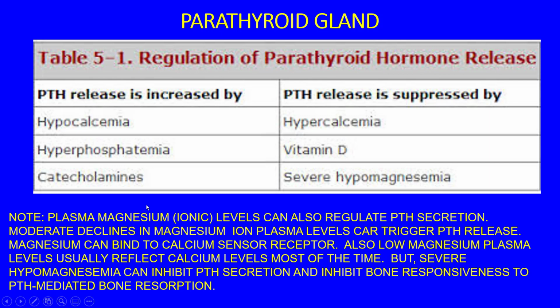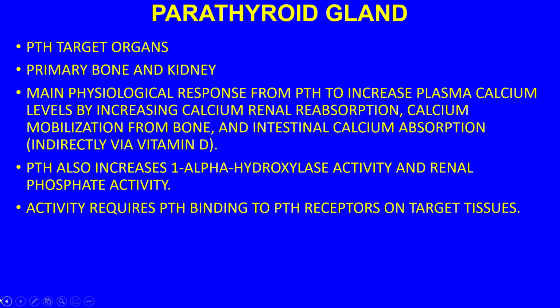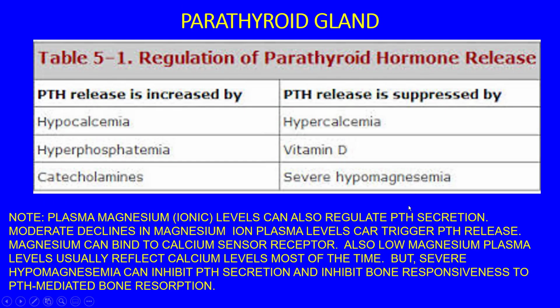Now, plasma magnesium in its ionic levels can also regulate PTH secretion. Moderate declines in magnesium ion plasma levels can trigger PTH release. Magnesium can bind to the calcium sensor receptor. Also, low magnesium plasma levels usually reflect calcium levels in a similar way most of the time. So if you've got hypomagnesemia, you probably are also going to have hypocalcemia. Okay? But that's most of the time.